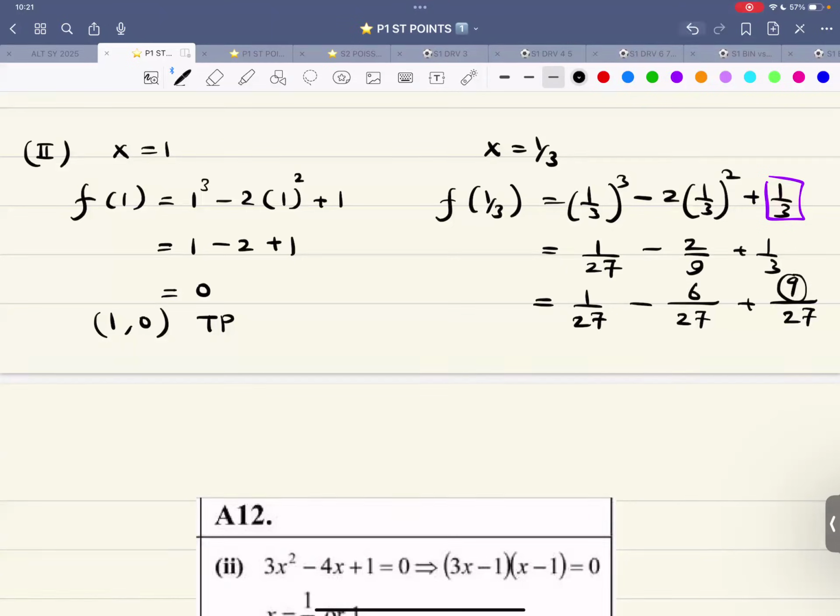9 plus 6. Let me use a red marker. 9 plus 1 is 10. 10 minus 6 is 4. So this is 4 over 27. Therefore, the other point is 1/3, 4 over 27. That is the other turning point.